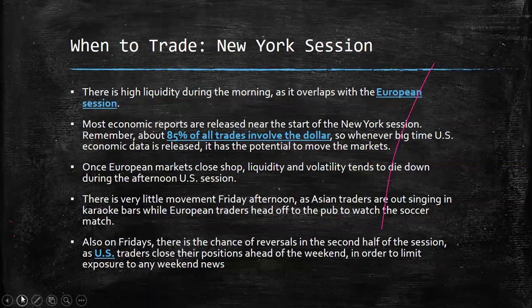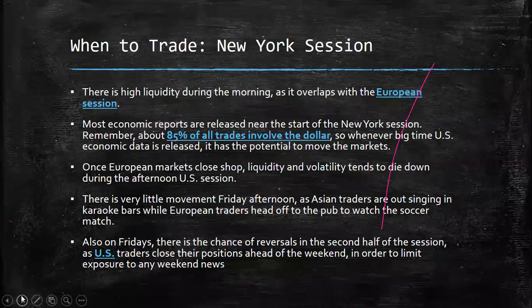Once the London session basically closes shop, liquidity and volatility tend to die down. This is around afternoon, in between 12 and 1. There is very little movement Friday afternoon as the Asian traders are out singing in the karaoke bars, and the London traders are headed to the pub to watch the soccer match. Basically, what this is all telling you guys is there's a timing element behind this. You see what I'm saying? And we'll get into that as well.